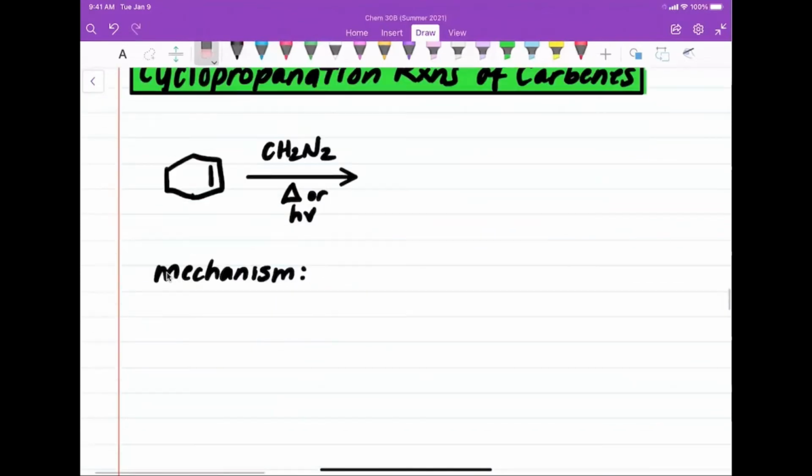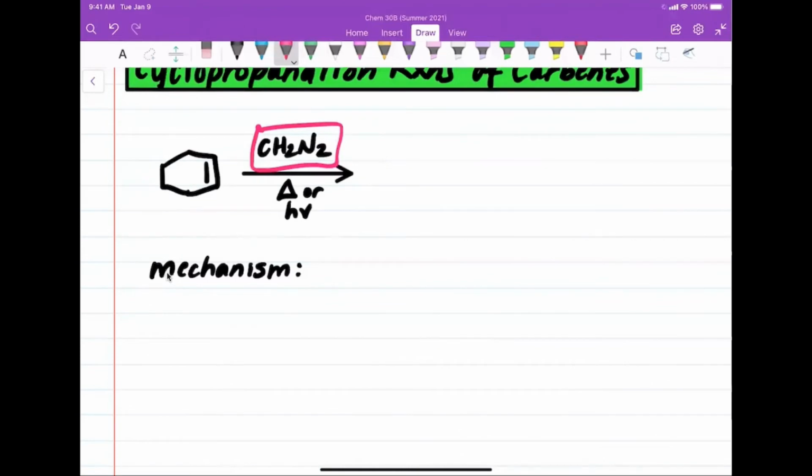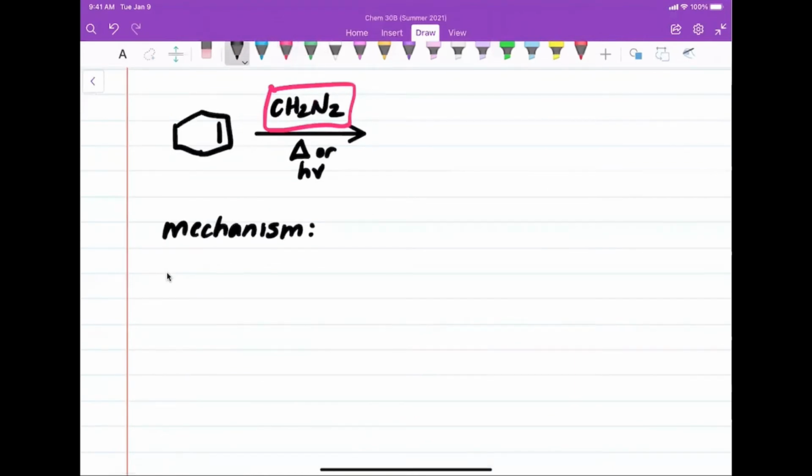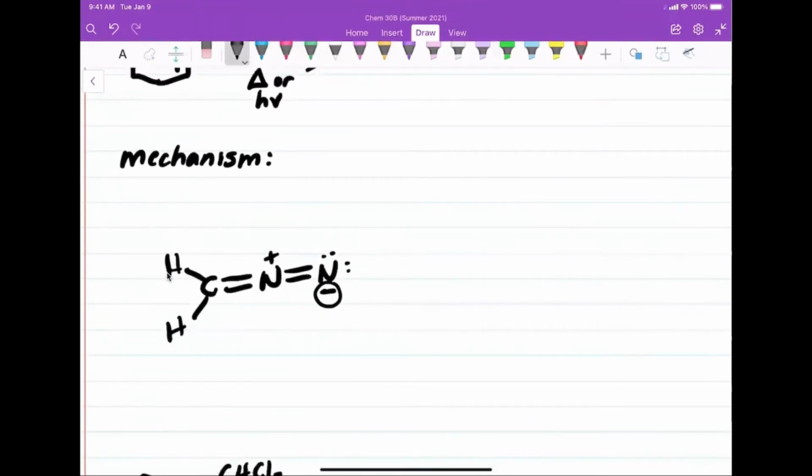Yeah, the heat or light is needed for this reaction. So in this case, what we're doing is we're taking something that is highly unstable and is really close to forming a carbene, and we heat it up ever so slightly, and we're going to see what happens to generate that carbene. So CH2N2, this is diazomethane. And the structure of that looks like this. There are two resonance structures for this. I'm going to draw both of them. So this is one resonance structure for diazomethane. Another resonance structure for diazomethane would look like this.